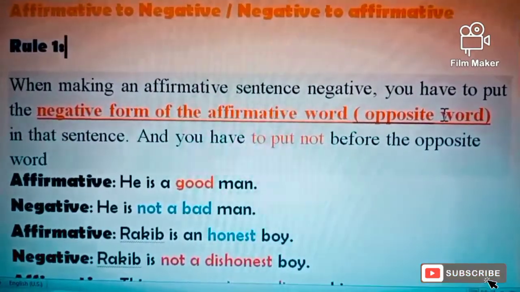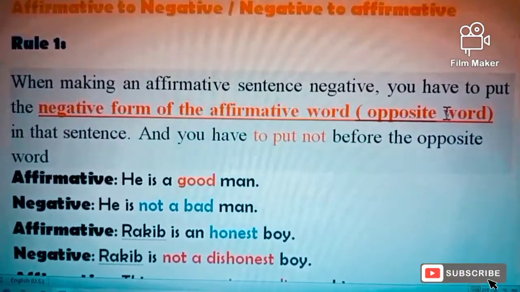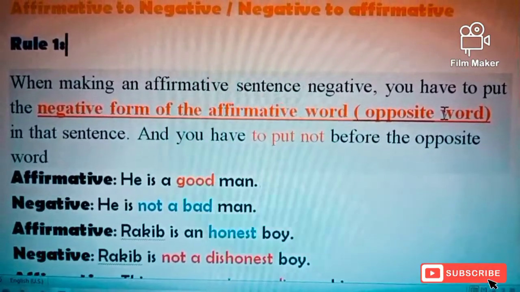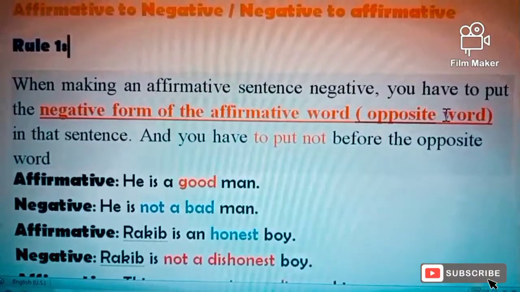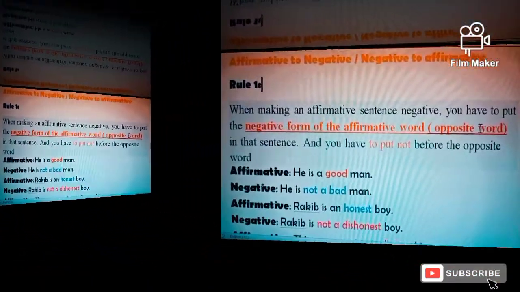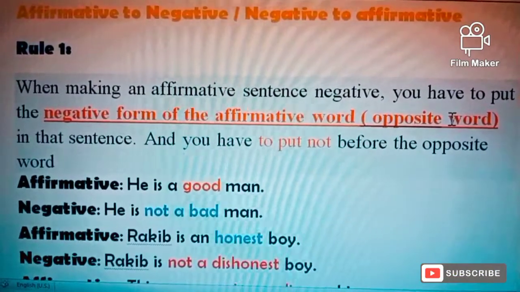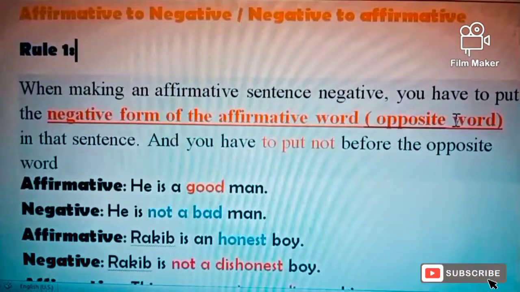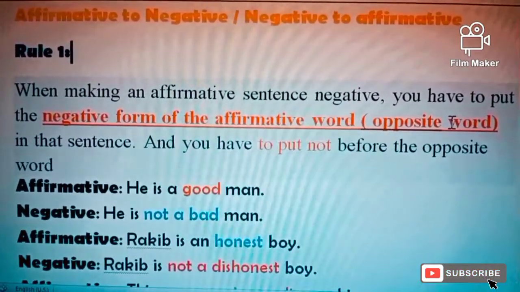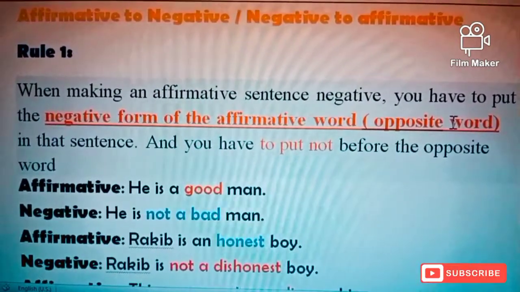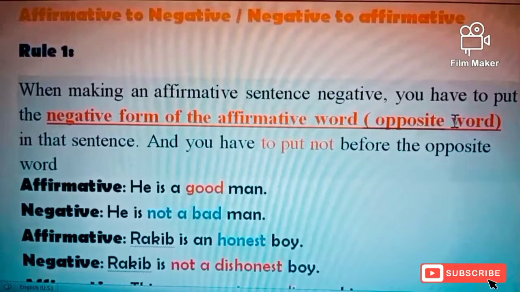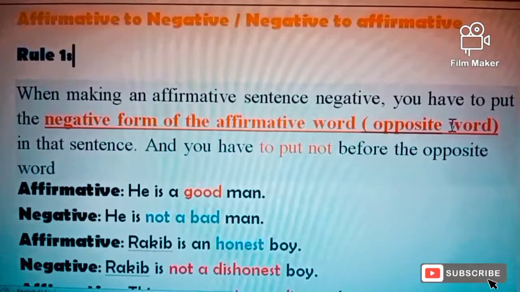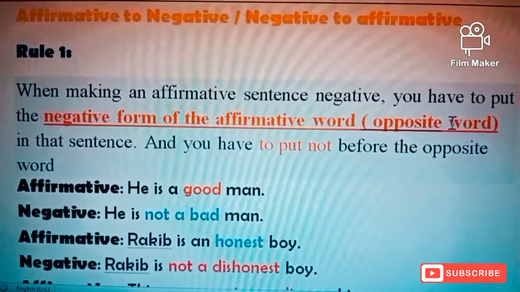Today's video we will have a very short revision from chapter 1, section A, interchange of sentences. We have discussed many types of interchange of sentences. Today we will quickly revise how we can interchange affirmative sentences to negative. Affirmative means positive sentences, or they are also called assertive sentences, and vice versa.